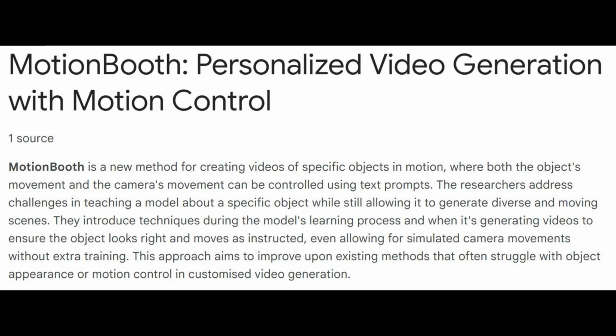Exactly, and that's where MotionBooth really shines. It sidesteps this problem with a technique called subject region loss. It's basically teaching the AI to recognize the shape and the features of your dog separate from whatever background it happens to be in. So instead of blindly copying and pasting, it's learning what makes my dog my dog. Exactly.